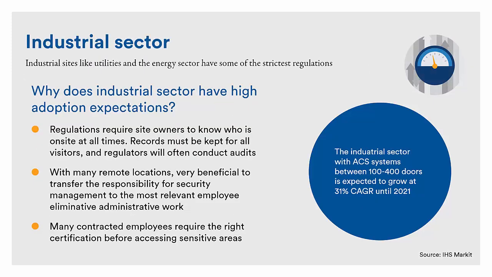Finally, some of the strictest regulations for identity management exist in the utilities and energy sectors. These regulations require site owners to know who is on site at all times, which is accomplished by a regular access control system. Now, records must be kept for all visitors, and regulators will often conduct audits or request access reports to be submitted to verify the premises meets requirements. Now, physical identity and access management systems would make the process a lot more reliable and secure, as well as cheaper than the current method, which employs manual workers.